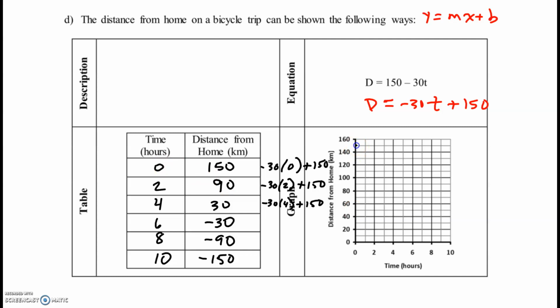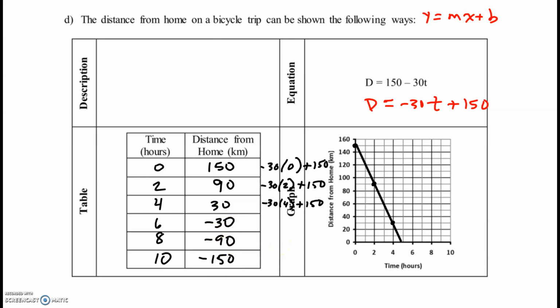So 0, 150, that's where the line starts. 2, 90, 4, 30, and then I can't plot any other points since only quadrant 1 is shown. So let's go ahead and draw our line. So what this line tells us is that the person who's riding this bicycle ends up reaching home, because home is 0, right around the 5-hour mark. Okay, so that tells us that these negative 30, that means he would have gone 30 kilometers past his house, 90 kilometers past his house.